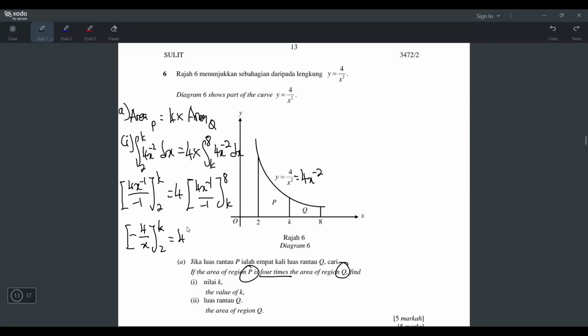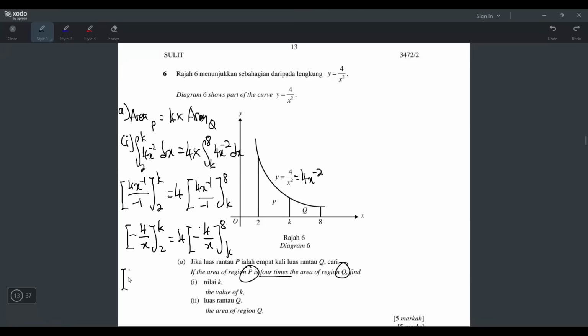Then only sub. Okay, this one also I will simplify first. So it becomes 4 divided by negative 1 is negative 4. The x power negative 1, you can put it down like this. Okay, it's better to simplify first because now it's easier to sub inside, right? If you sub inside here, with power negative, it's a bit difficult, right? Okay, but now it's easy already.